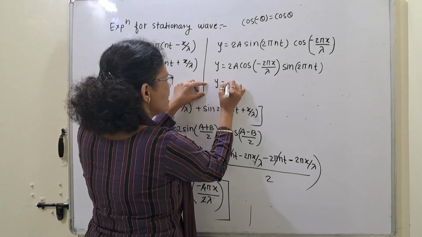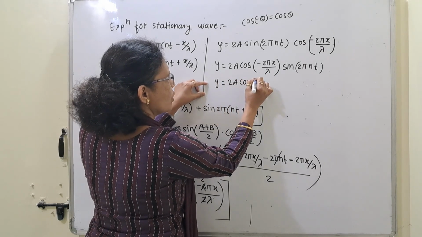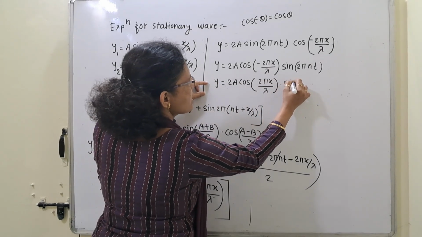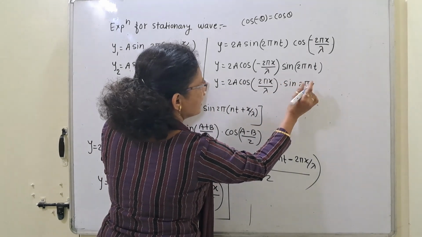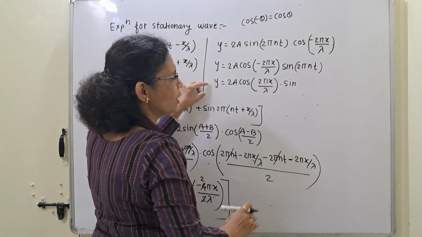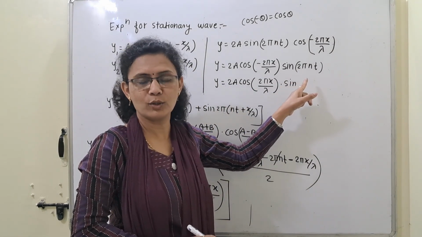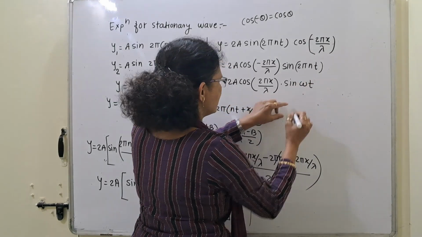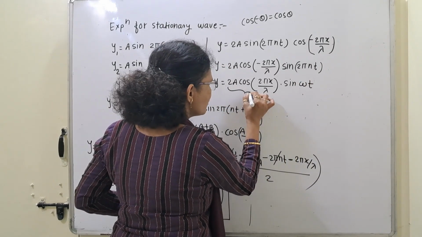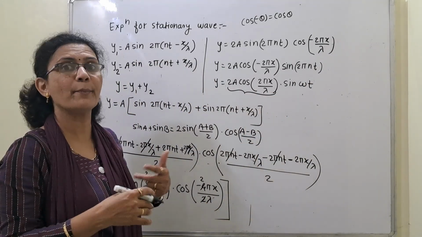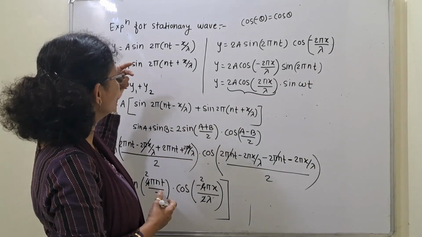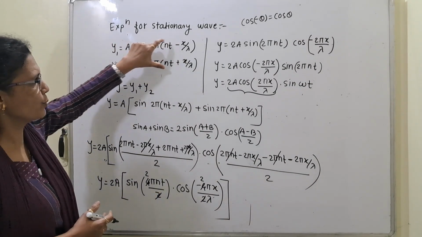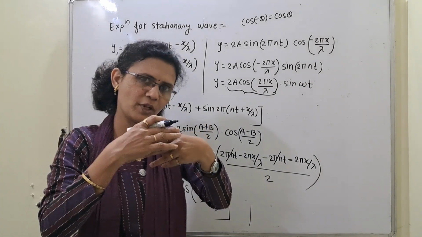So, I will write y is equal to 2a cos of 2 pi x upon lambda into sine of 2 pi nt. In place of this 2 pi nt, what I can write? Omega. 2 pi n is nothing but omega. Therefore, I will write sine omega t. Now, this will be the new amplitude of that new stationary wave formed due to superposition of these two progressive waves traveling in opposite directions.